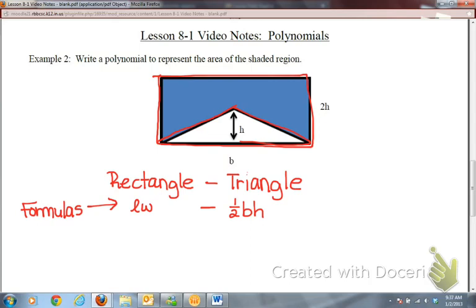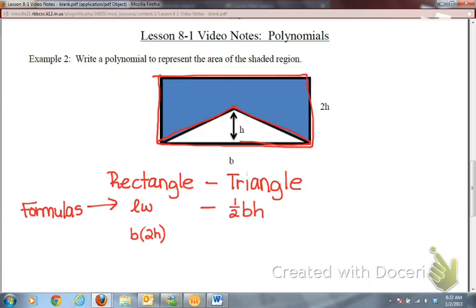Now I'm going to apply those formulas to the picture that we see. Starting with the rectangle, what is the length of the rectangle? Well, the length of the rectangle is how long it is. And I see in the picture that there's a B along the bottom of the rectangle. So the length of the rectangle is B. The width of this rectangle is the 2h. So we're going to take B times 2h, and that is how you would find the area of the rectangle.